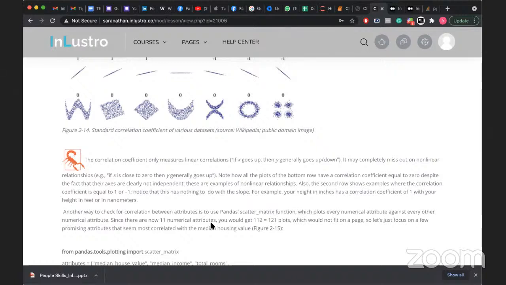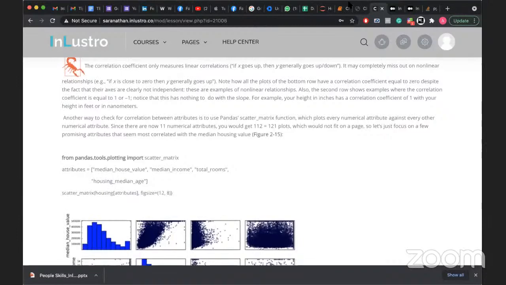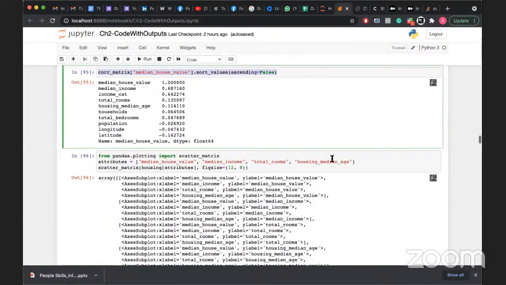And another way to check for correlation between attributes is to use the Pandas scatter matrix function. It plots every numerical attribute against every other numerical attribute. Since there are 11 numerical attributes, you'll get 121 plots. It will not fit on a page. So we'll just look at certain promising attributes. So we're going to compute every attribute against every other attribute, right? That's what we're going to do here.